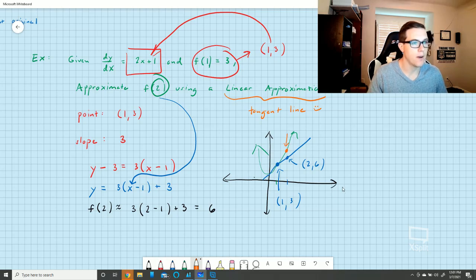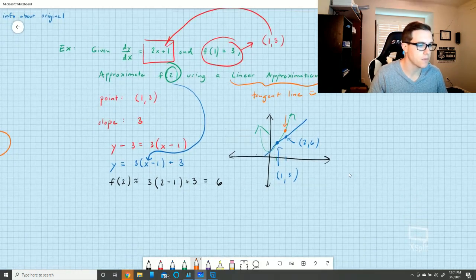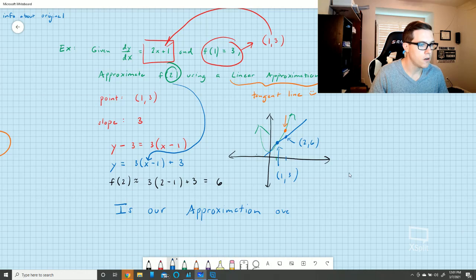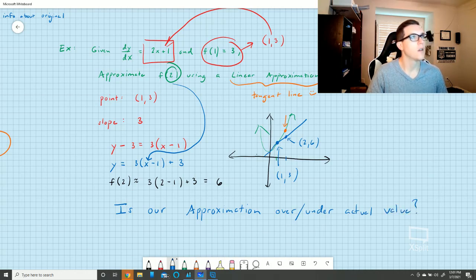So as a follow-up, I'm going to ask you this question. Is our approximation over or under the actual value? Over or under? And if you look at our picture, because the graph increases at an increasing rate, or is concave up, we could see that our linear approximation was under the real value. How do you prove this without having to use words? Just find the second derivative.